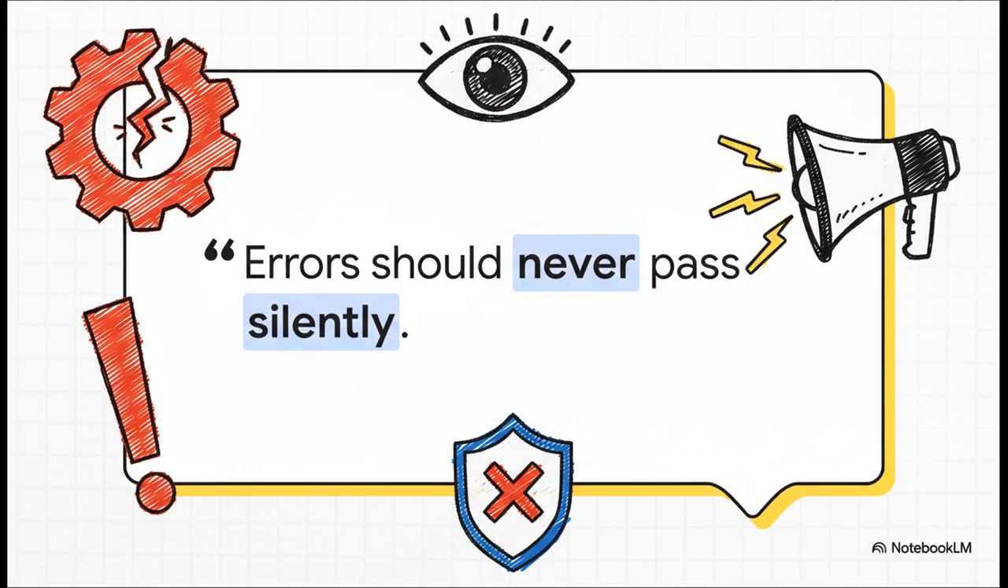This gets right to the heart of Python's whole philosophy. It's from something called the Zen of Python, which are the guiding principles of the language. See, Python is designed to be loud and clear when there's a problem. The idea is that an error that goes by silently is way more dangerous than one that stops everything and announces itself. Python wants you to know the second something's wrong.